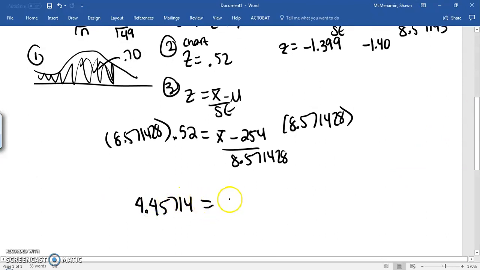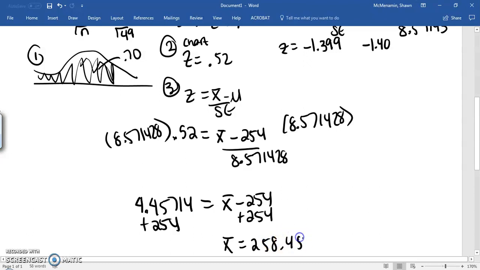4.45714 equals x bar minus 254, and then you add 254 to both sides, and you get that x bar equals 258.457, so 258.46.